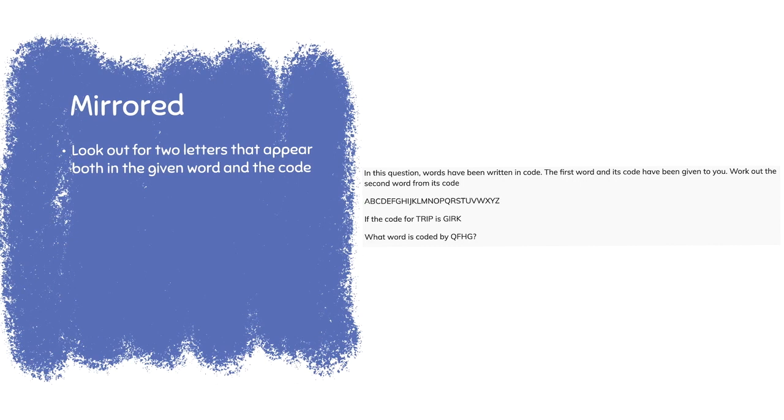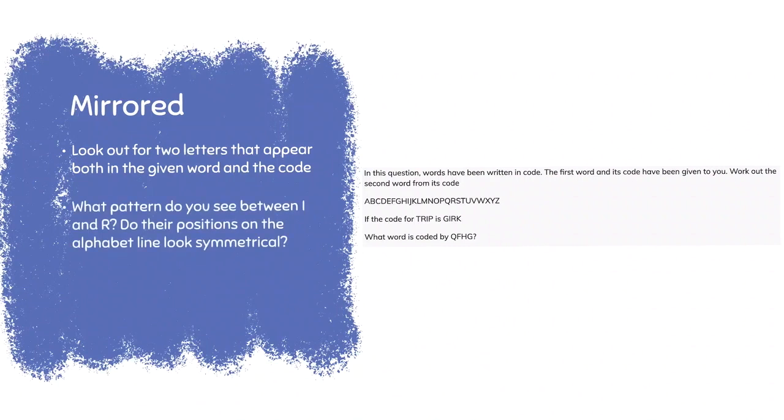Here we see the word is trip and its code is Gurk. Both of those words contain R and I. What pattern do you see between I and R? Check that their positions on the alphabet line are symmetrical. You can do this in the exam by noting the positions on the alphabet and seeing whether they look roughly balanced on either side of that line of symmetry. Here we see I and R. They look symmetrical.